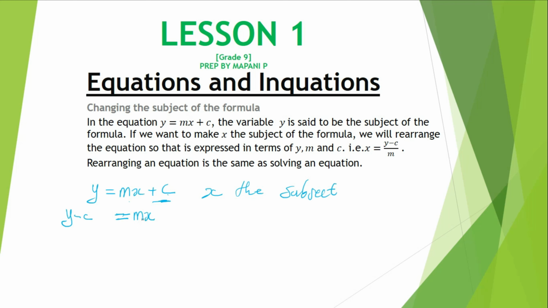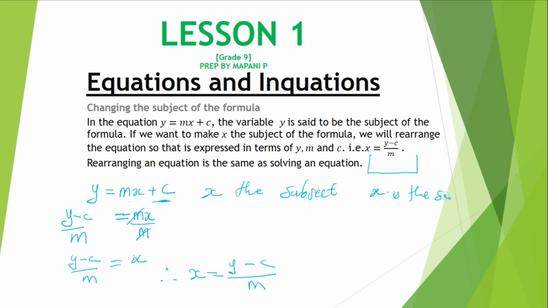So for you to make x the subject, you divide by m on both sides. Then m and m cancel, and you remain with x is equal to y minus c over m. This is what you're able to see here. And now it means that x is the subject. So it is just simple. It is easy. Like I said, it is simple stuff.